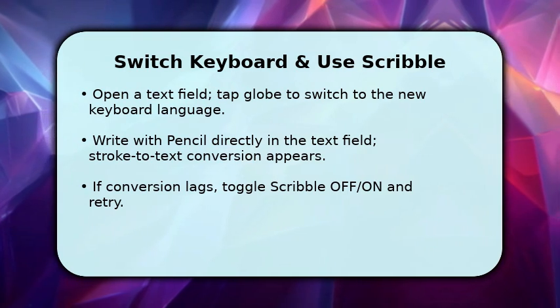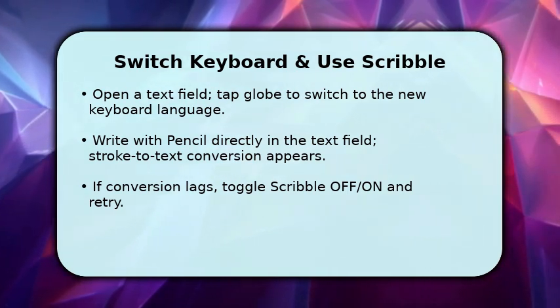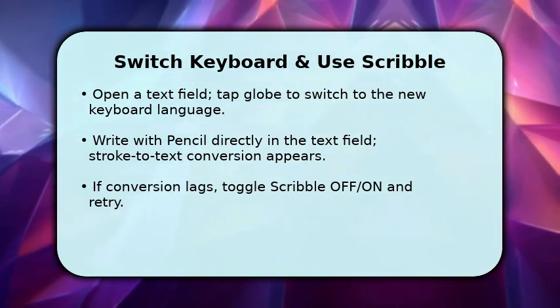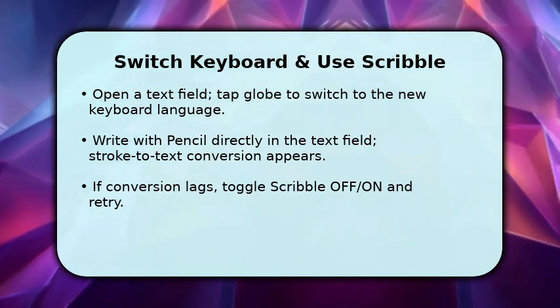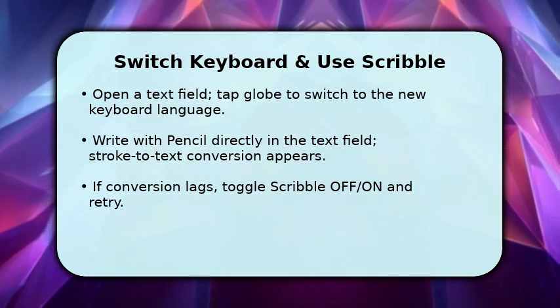Once done, make sure to write clearly and use standard letter shapes. Scribble relies on the keyboard language model. If conversion seems inaccurate, toggle Scribble off and on in Settings, then switch the keyboard.